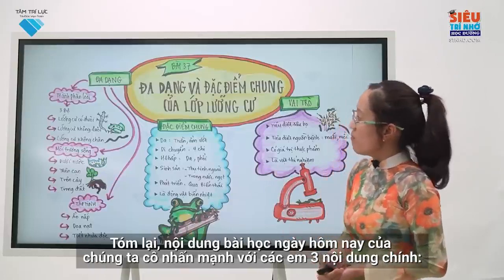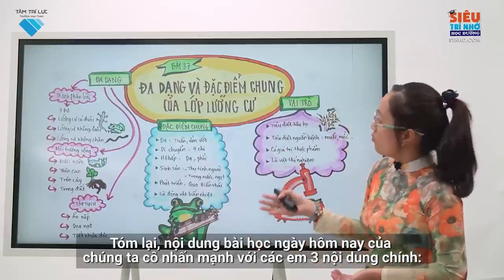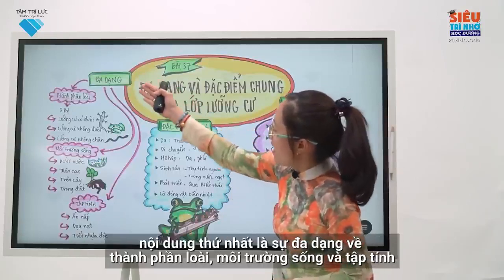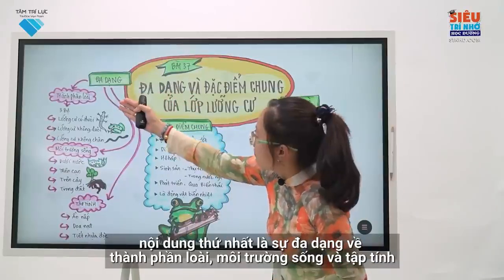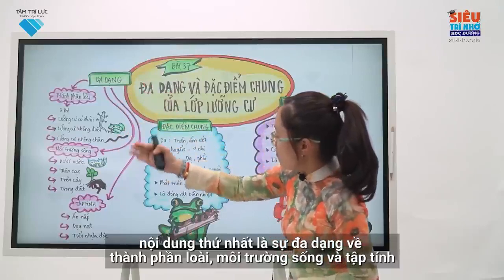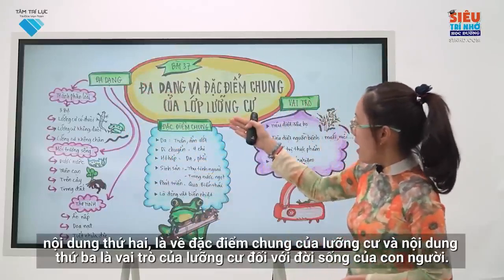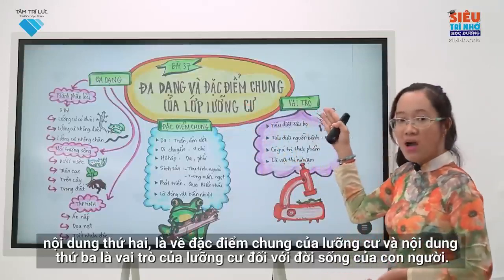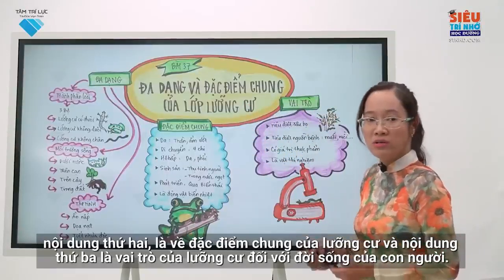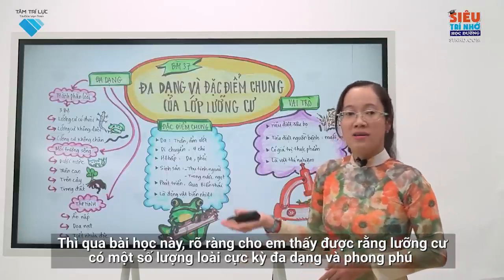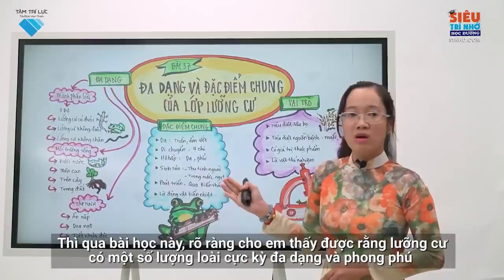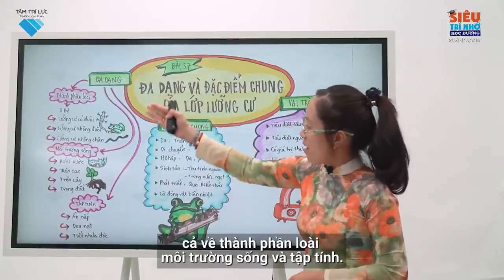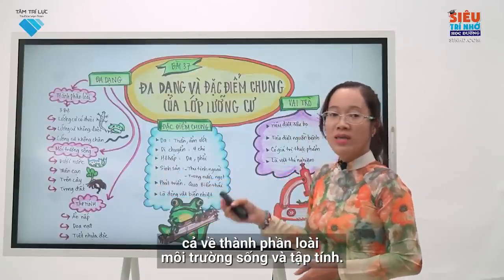In conclusion, the content of our lesson today has 3 main parts. The first part is the diversity of species composition, habitat, and behavior. The second part is the general characteristics of amphibians, and the third part is the role of amphibians in human life. This lesson clearly shows you that amphibians have an extremely diverse and rich number of species, both in terms of species composition, habitat, and behavior.